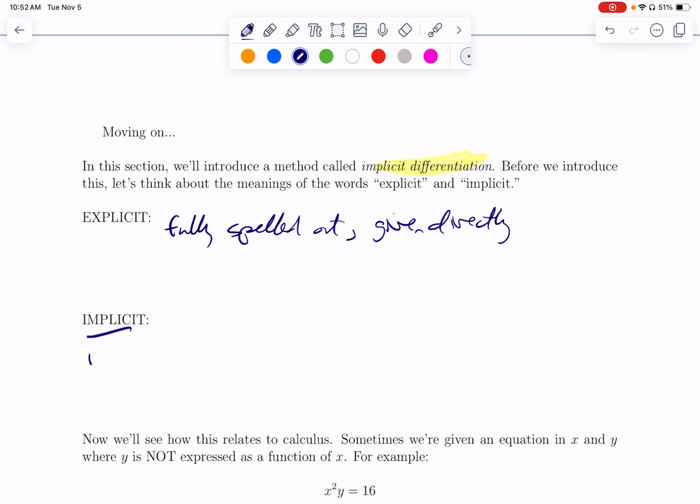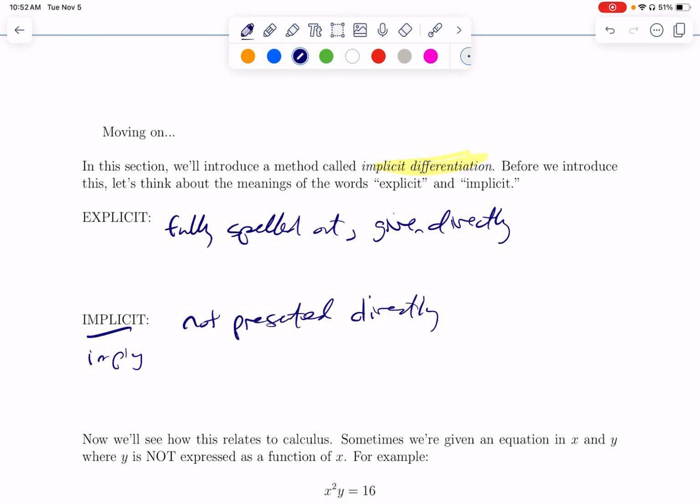Right? Implicit is related to the word imply. So implicit means maybe we kind of have to read between the lines. Maybe we have to use context. The message is there, but it's not presented directly. So not presented directly. That's good enough.